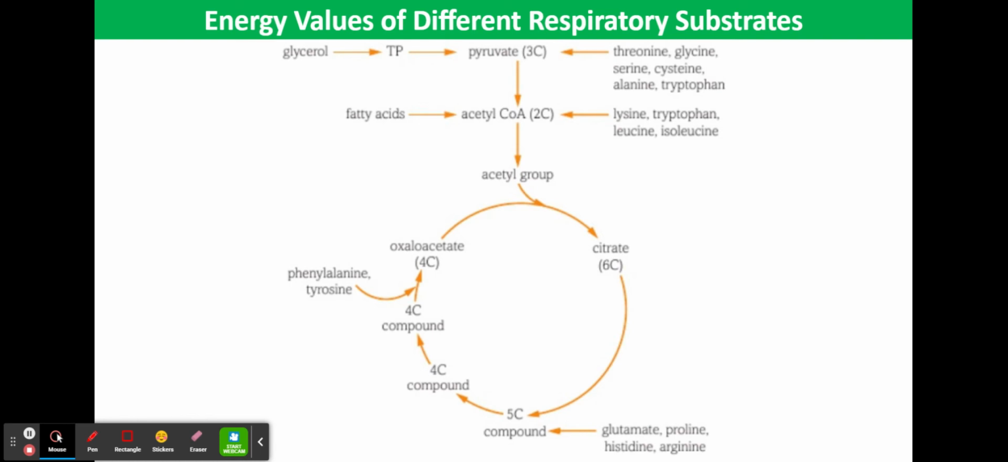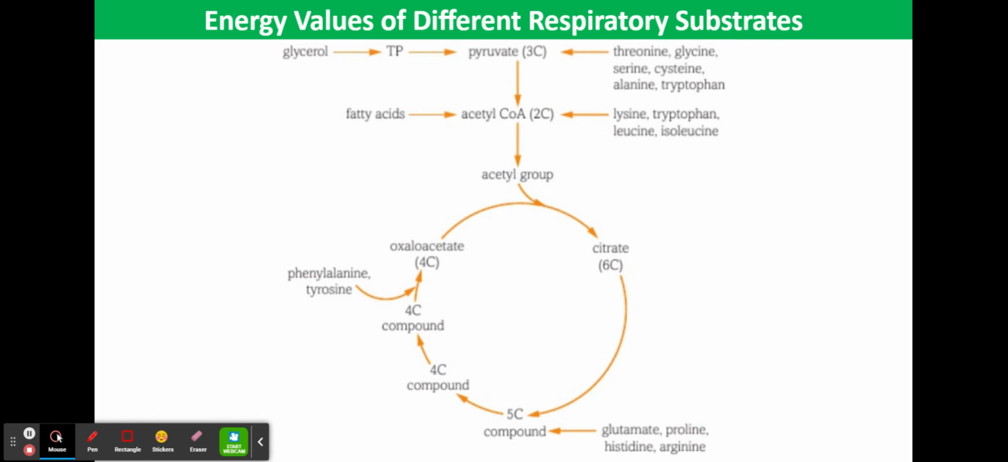oxaloacetic acid. During fasting, starvation, or prolonged exercise, when insufficient glucose or lipid are available for respiration, protein from muscle can be hydrolyzed to amino acids, which are then respired. These amino acids can be converted to pyruvate or acetate and enter the Krebs cycle.